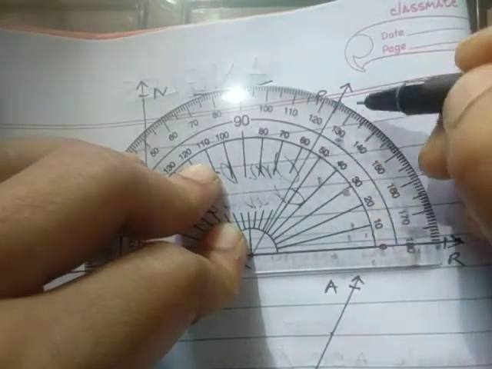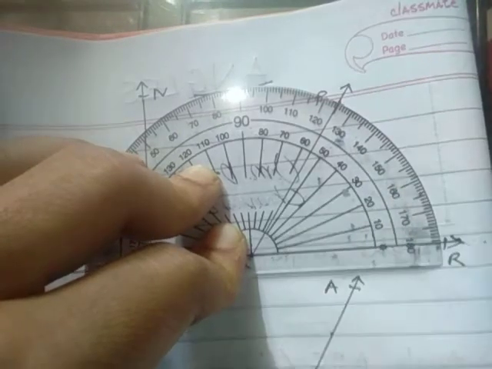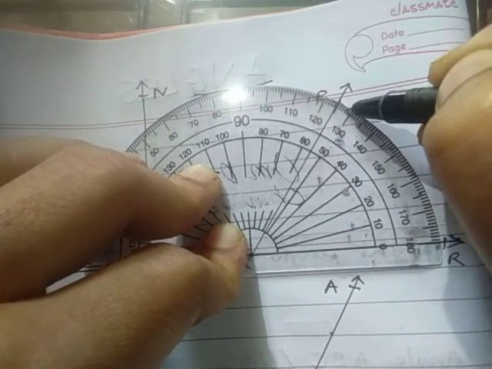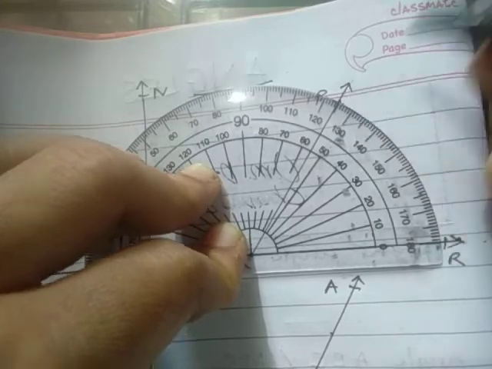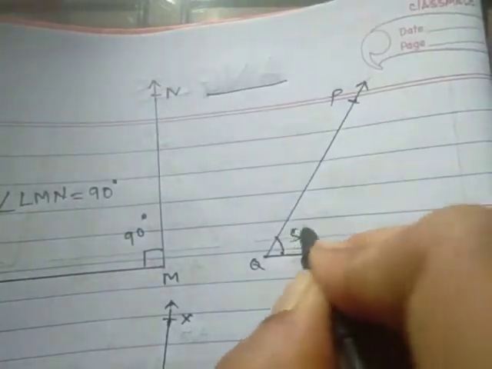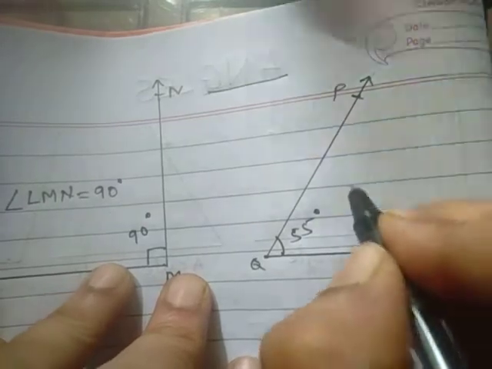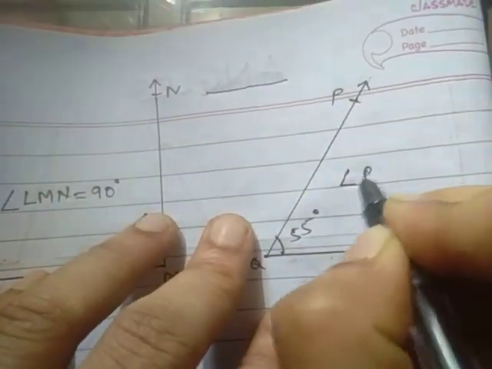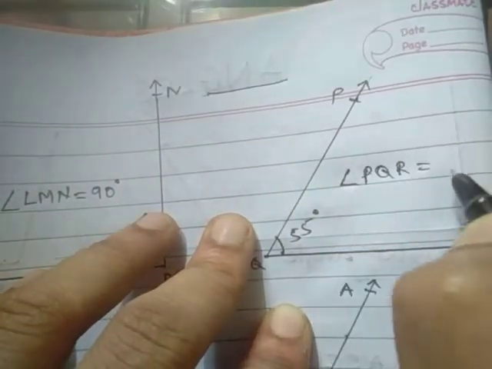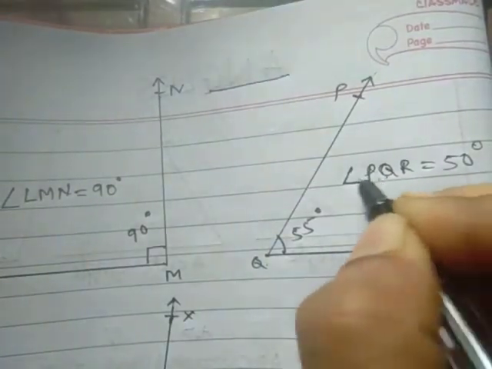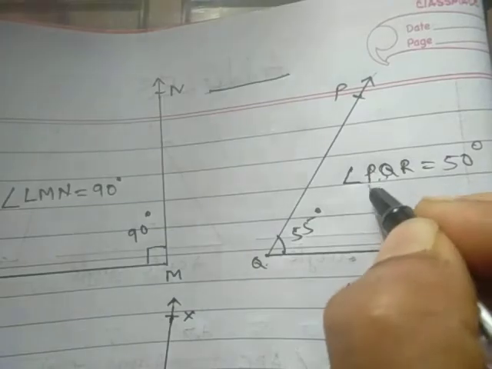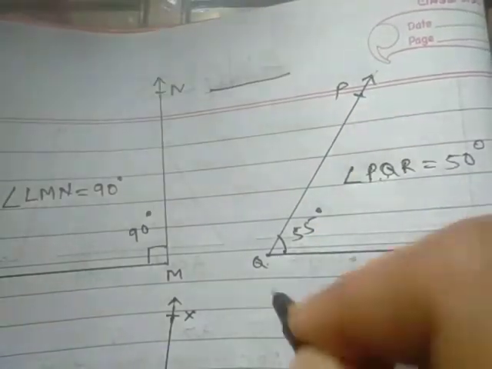So when you are counting here, the first line after 50 will be 51, 52, 53, 54, and this middle line is 55. So the angle over here is 55 degrees, and you will be writing it as angle PQR is equal to 55 degrees. See that Q is in the middle and not QPR. Okay, so you have to write it as either PQR or RQP.